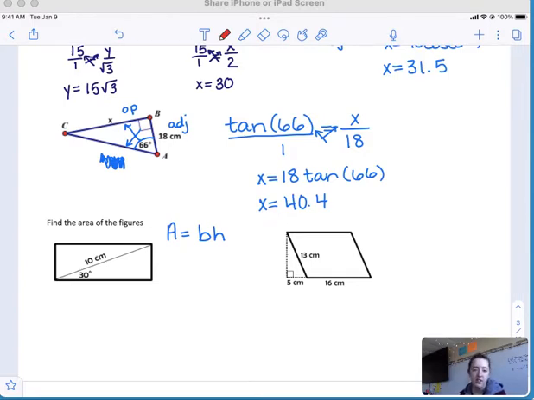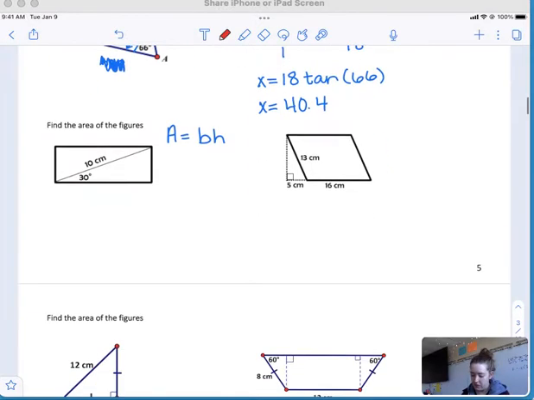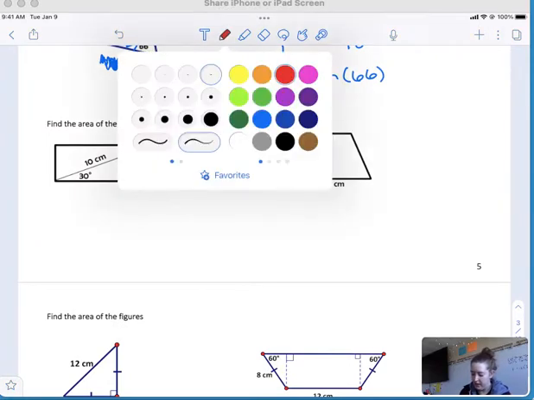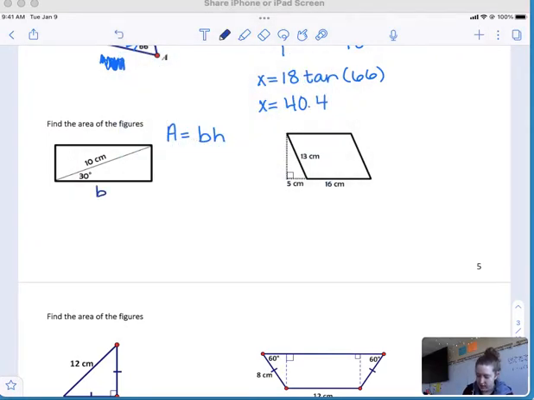With those ways to find lengths of triangles reviewed, let's find the areas of these figures. So we know the area of a rectangle is going to be base times height. So this guy down here is going to be my base. And this guy right here is going to be my height.